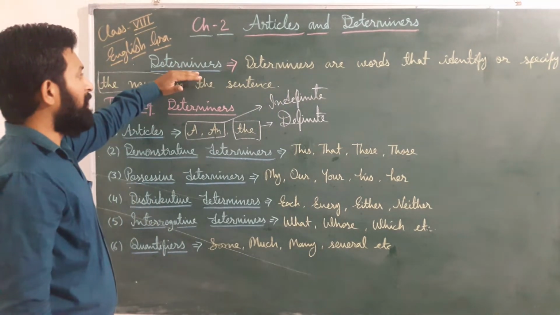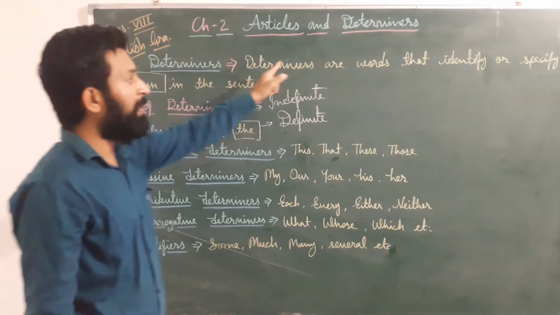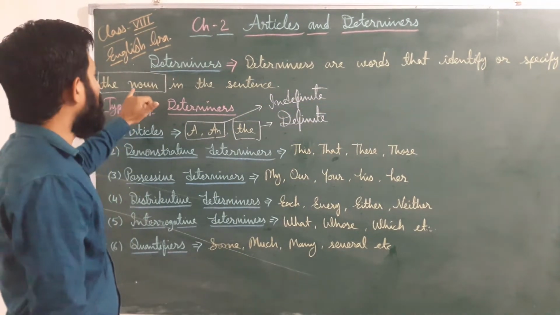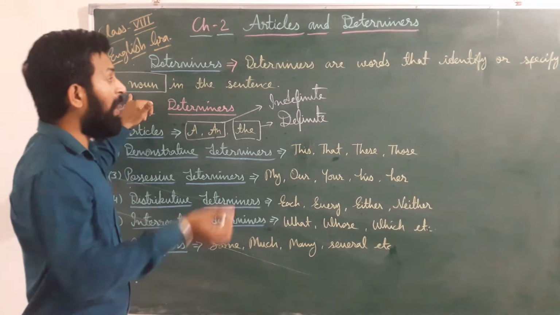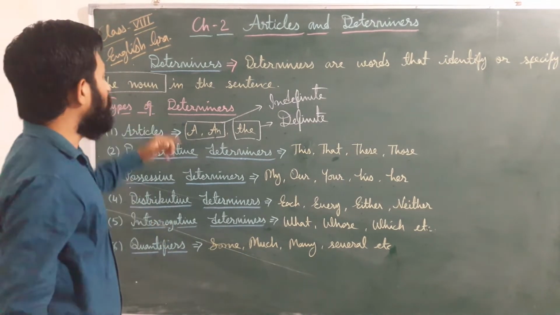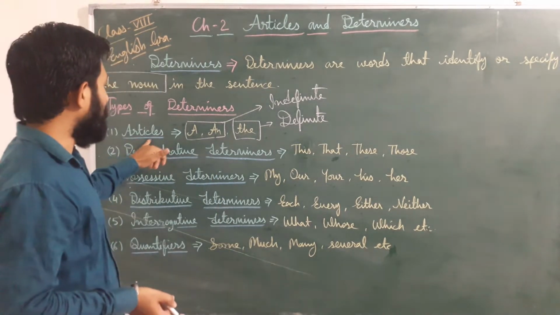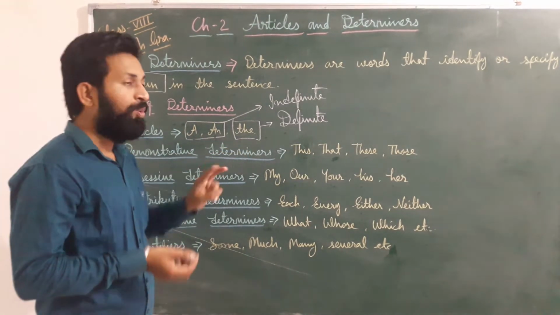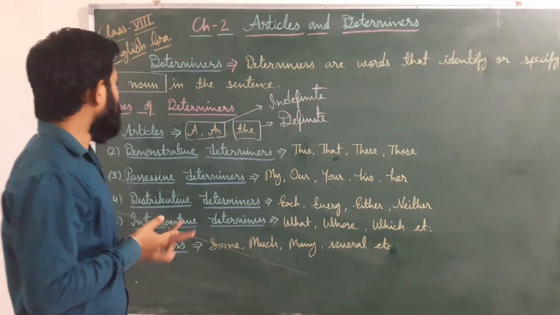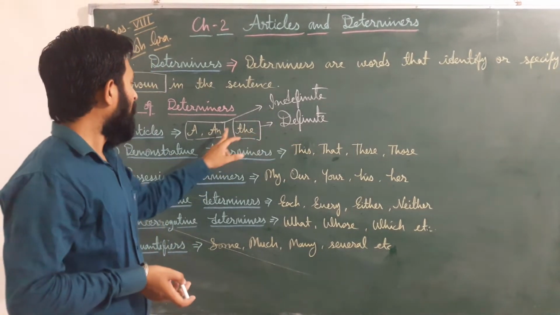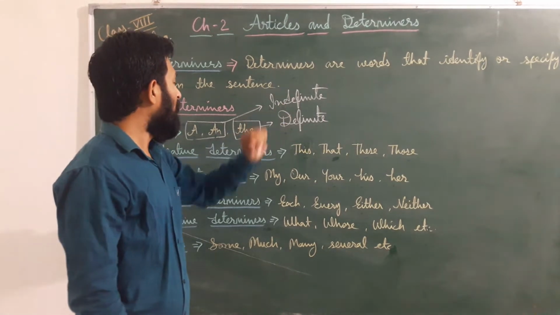Dear students, at first, determiners. Determiners are words that identify or specify the noun in the sentence. That is the main role of the determiner, to identify the noun. Various types of determiners are there, starting with articles, a and the. There are two types of articles, definite article and indefinite article. The is known as the definite article and a and an are known as indefinite articles.